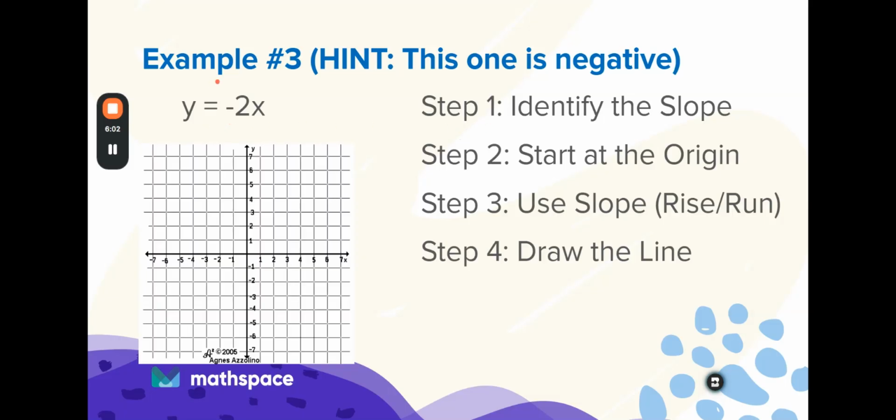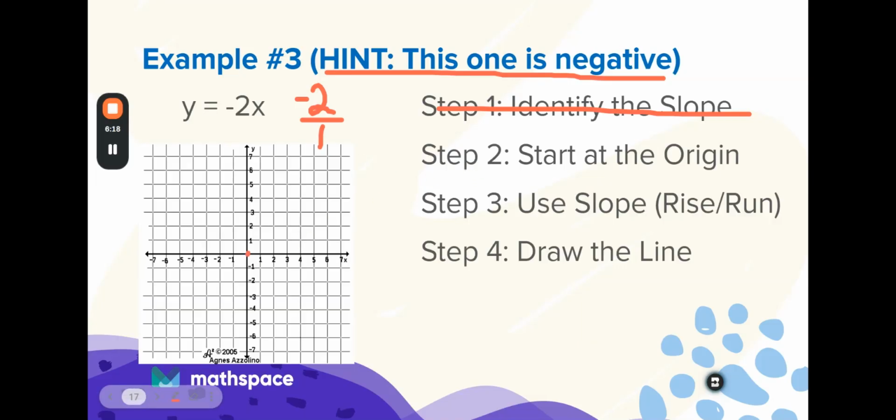Step 1, identify the slope. And here we got a hint that this one is negative. So step 1, identify the slope. We know that the slope is negative 2. It's really a fraction, so it's going to be negative 2 over 1. Step 2, start at the origin. So let's plot our point at the origin. We did that. And then step 3, use slope, or use your rise over run.